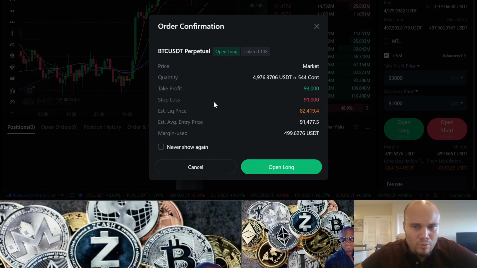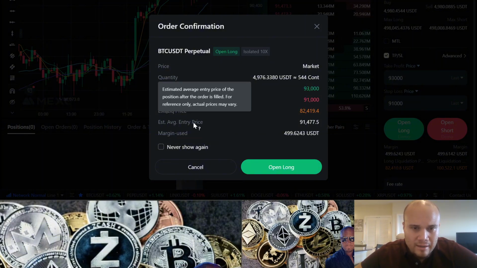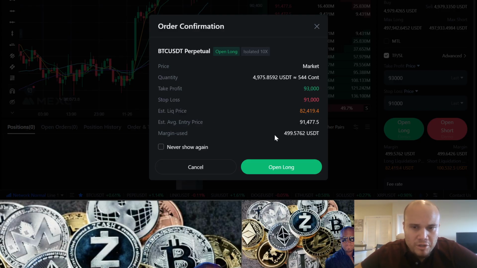Just verify the work one more time. You're going to take profit at $93,000, stop loss at $91,000. Your estimated liquidation price, if you didn't have a stop loss, is where you'll lose the money that you put in, in this case about $500. You'll lose all of that money if the price drops down to $82,400 here. And the estimated entry price is going to be $91,477. That's nice to know. And then the margin used, I'm using $500 of my money here, guys. Okay, or in this case, the demo account money, to get started in this trade.